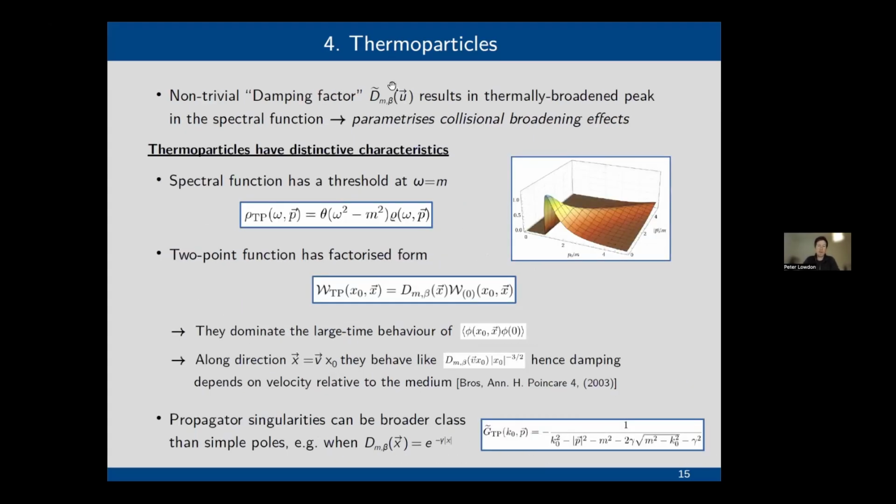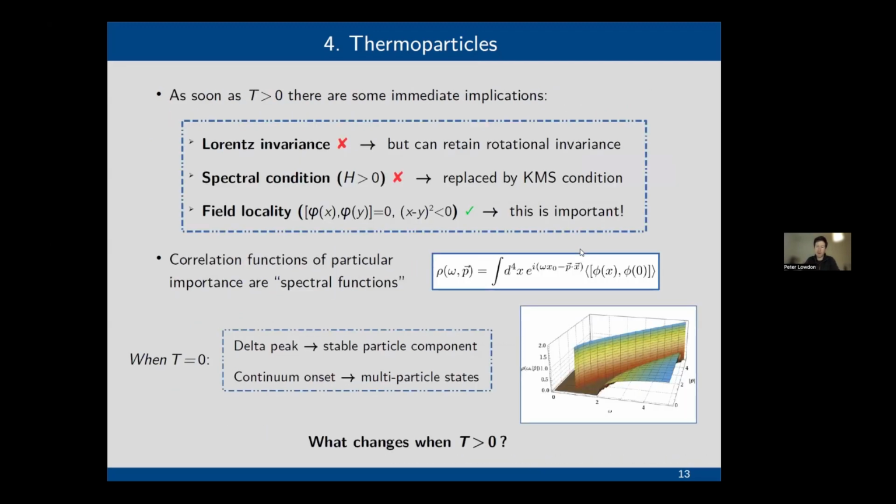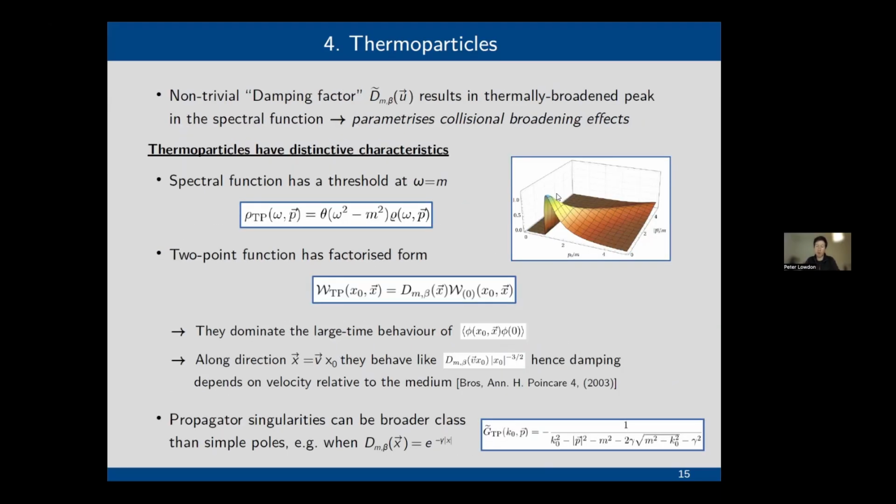So as I said, as long as this damping factor is non-trivial, and as the name suggests, it basically characterizes the medium effects that your particle state experiences, the collisional broadening effects. As long as this is non-trivial, it means that your spectral peaks become broadened. So basically this here would be a standard delta peak of a stable massive particle state, this becomes broadened and has some associated width. And this comes from the parametric form of this damping factor.